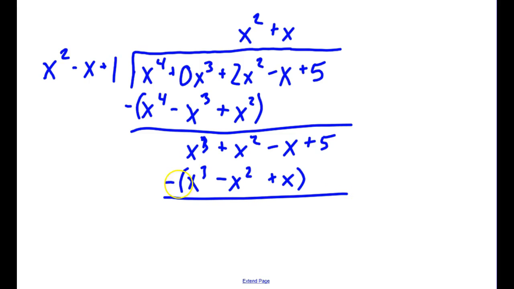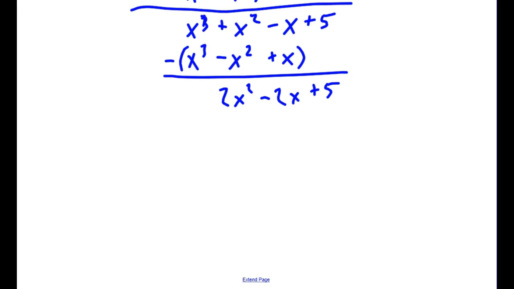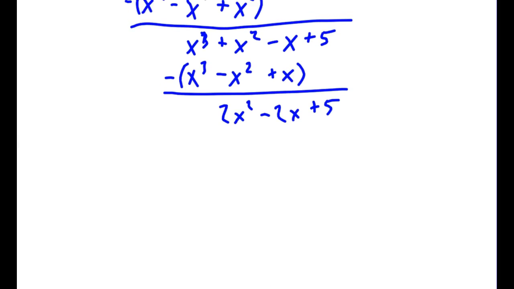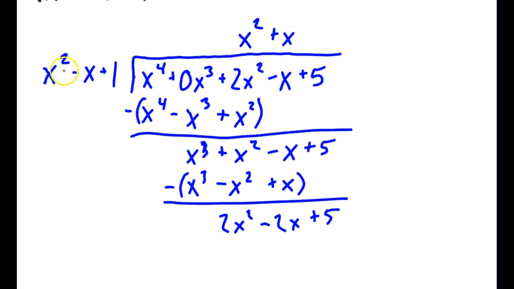Add vertically now: x cubed minus x cubed is 0. X squared minus a negative x squared is 2x squared. And then negative x minus x is negative 2x. And then I bring down my plus 5. Again, we're going to repeat the same process. I need to take my x squared in my divisor, and what do I have to multiply that by to get 2x squared? I have to multiply by a positive 2.